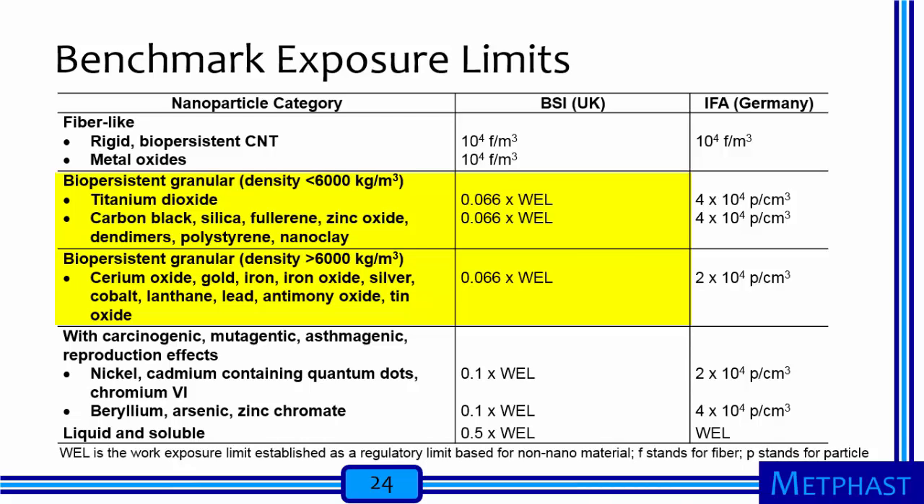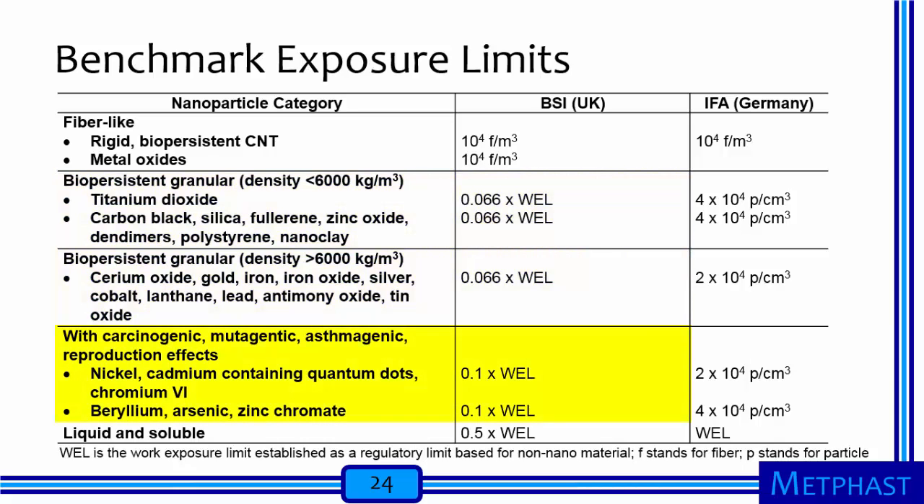Thus, if we use the OEL for fine titanium dioxide, for which the NIOSH REL is 2.4 milligrams per cubic meter, and we multiply this by 0.066, we obtain 0.16 milligrams per cubic meter. This is clearly more conservative, that is, lower than the OEL derived using quantitative risk assessment, which was, as you recall, 0.3 milligrams per cubic meter.